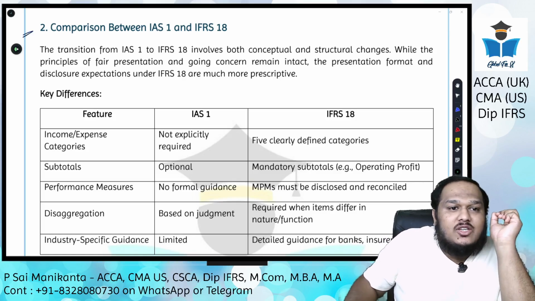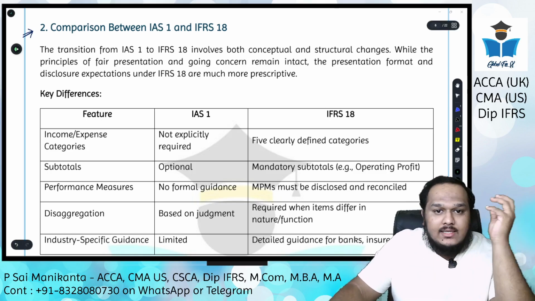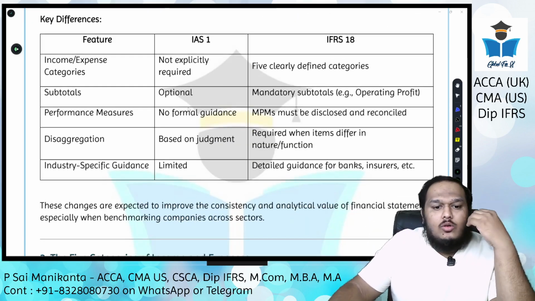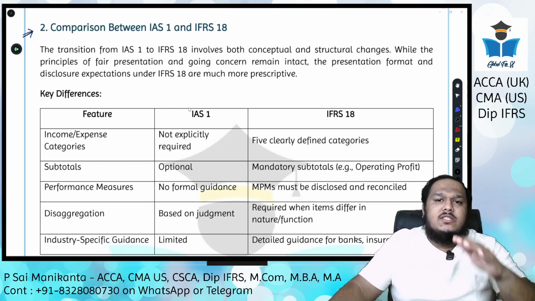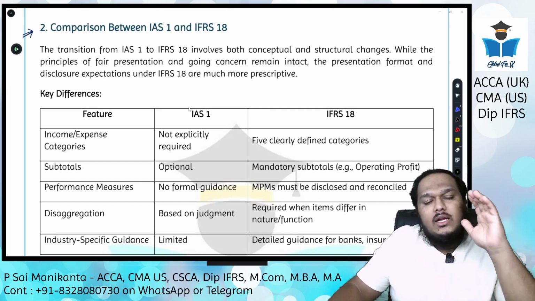So the next section would be a comparison between IFRS 18 versus the previous IAS 1. This will be just a very overview comparison. I'll not go line by line with a detailed comparison or anything. It's just touching base on all the items, at a very overview level.